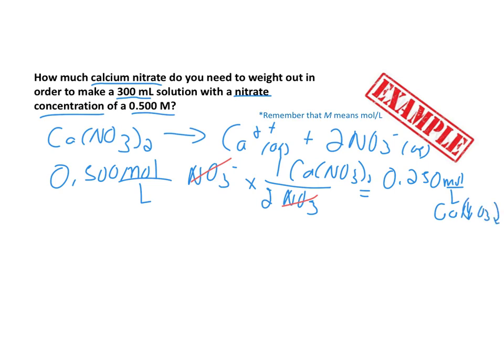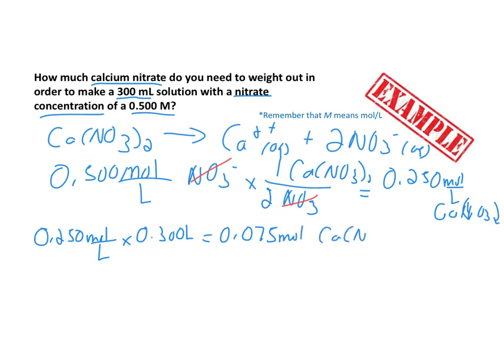Now we can continue to find how much mass of calcium nitrate. So we know our concentration of calcium nitrate is 0.250 moles per liter, and we want to make 300 mL, or 0.3 liters. So that's going to be 0.075 moles of calcium nitrate. And remember, our units cancel out here. Our liters and liters are canceled out.